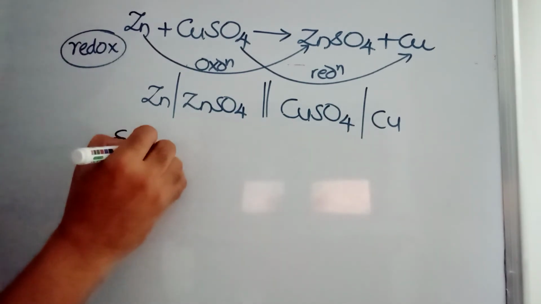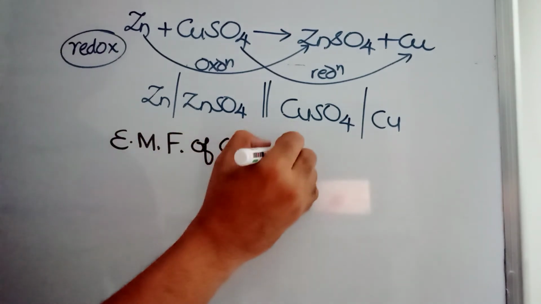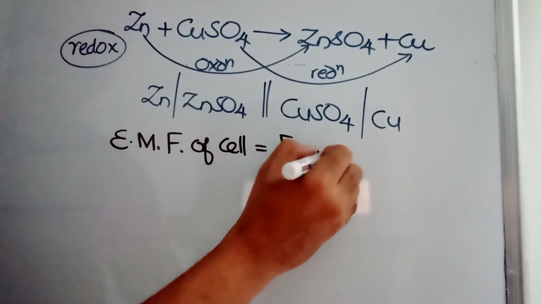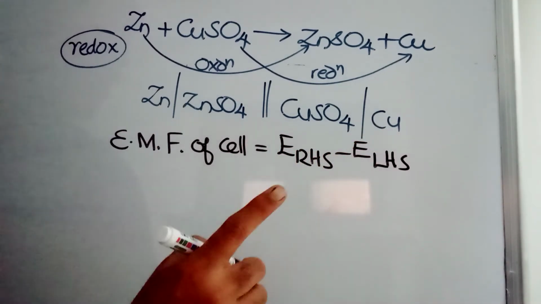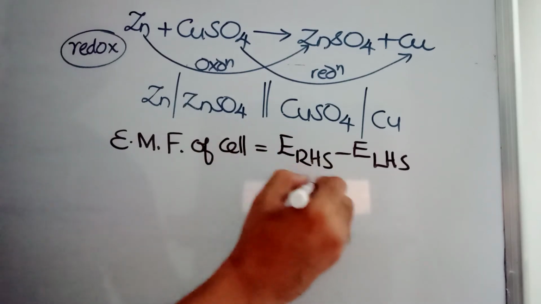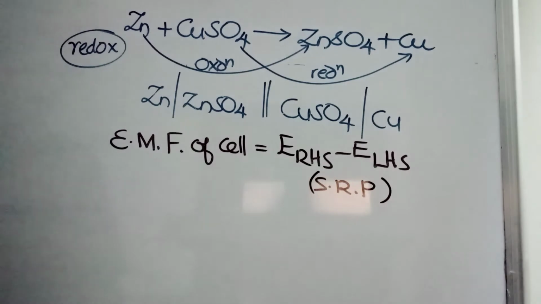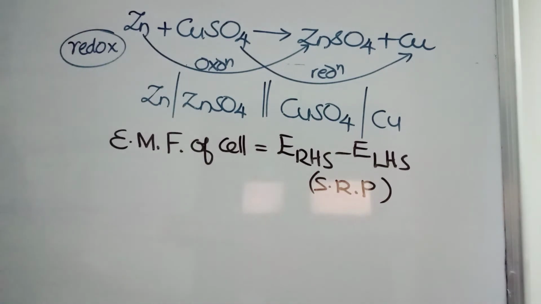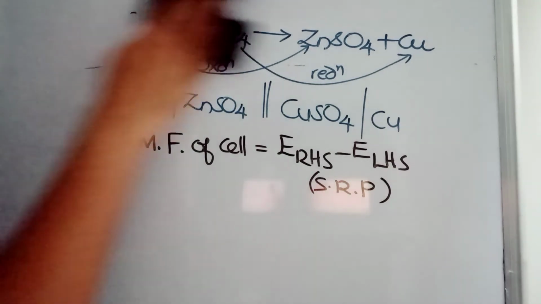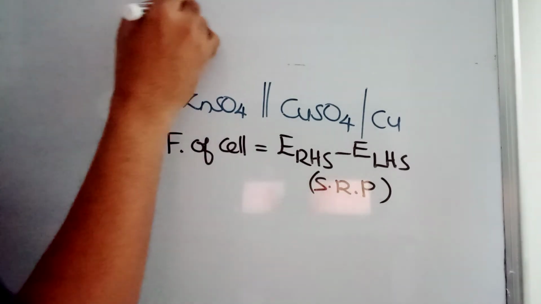EMF, electromotive force of cell, is equal to ERHS minus ELHS. Remember only one formula, don't confuse, remember only this formula, but remember the values must be SRP values, standard reduction potential values. For this particular zinc copper sulfate reaction, there is no need to remember the values. The values will be given to you in the question.